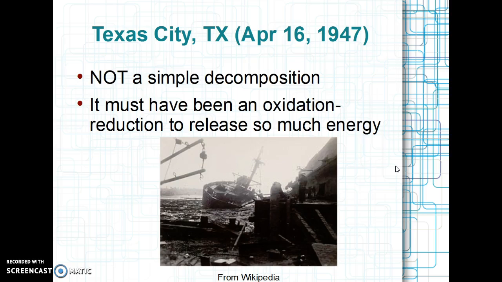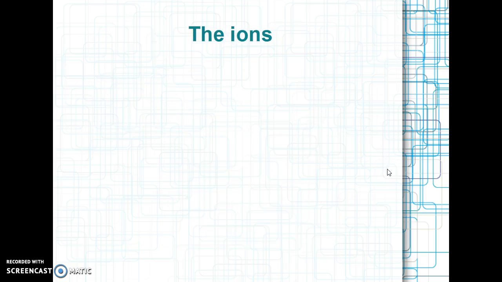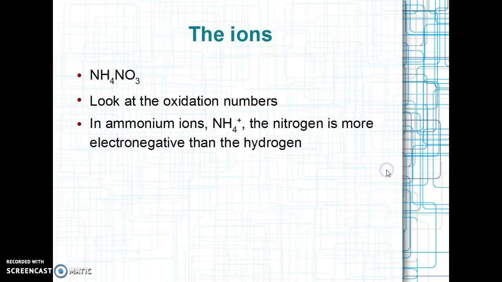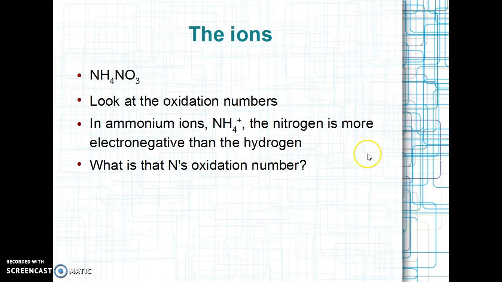To release so much energy, a reaction must be an oxidation reduction. The ions involved, ammonium and nitrate, are responsible. Ammonium nitrate is composed of two ions. It is an ionic compound. Look at the oxidation numbers. In the ammonium ions, the nitrogen is more electronegative than the hydrogen. Therefore, we assign it all the electrons. And what is the oxidation number on the nitrogen? Well, you may have done it before, but you can easily show that it is -3.